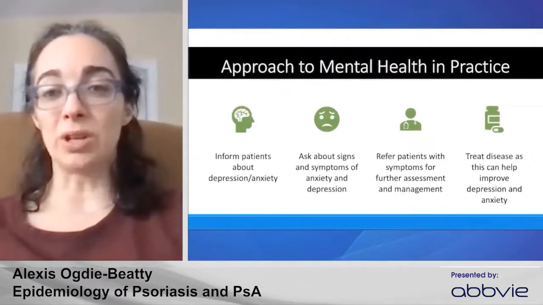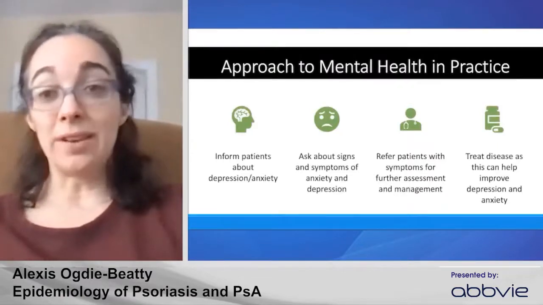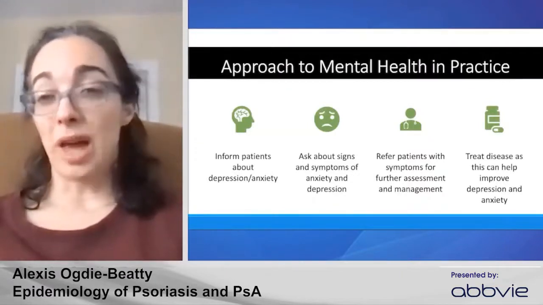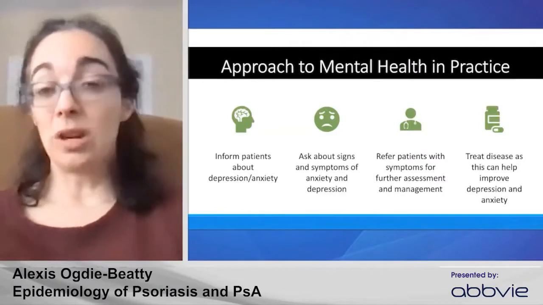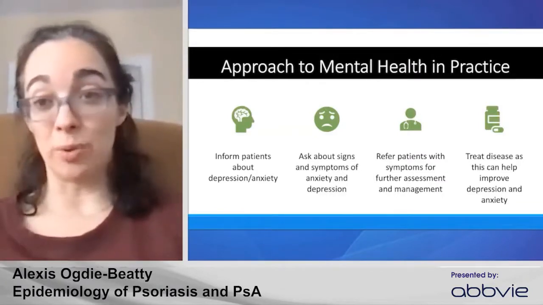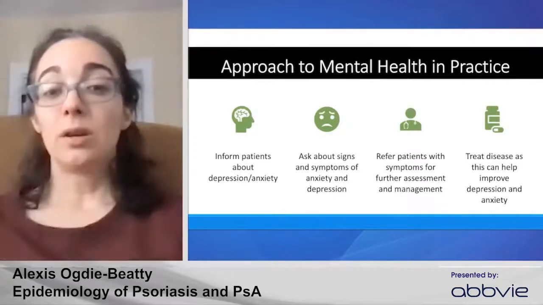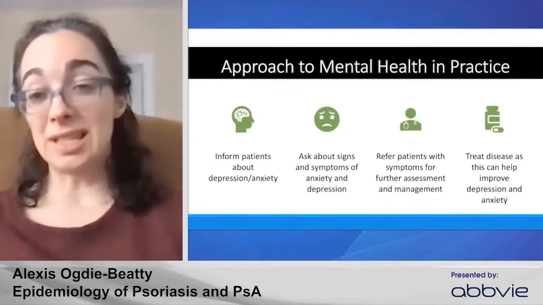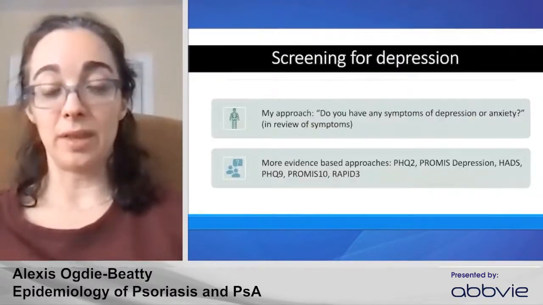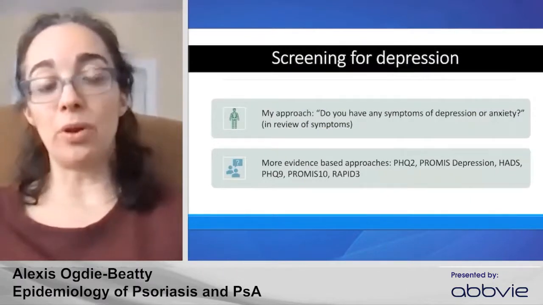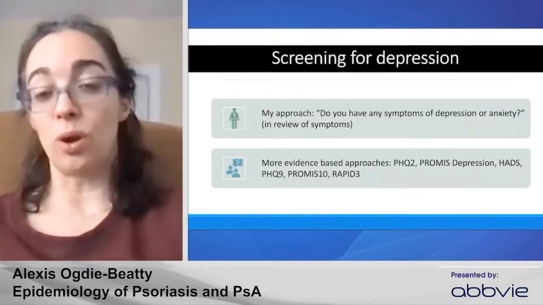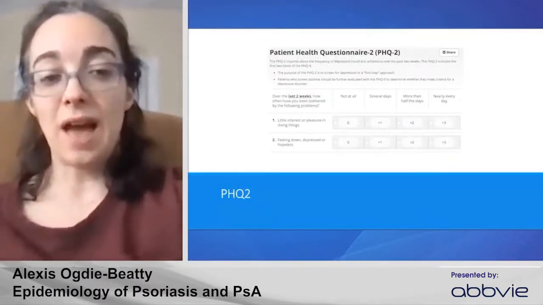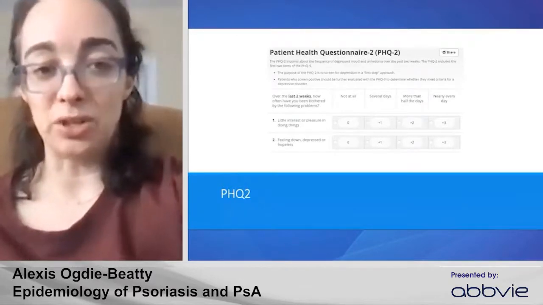So how do we approach mental health in practice? So there's a variety of different ways. The first is just to ask straight up about anxiety and depression. You can do that as a part of your review of systems. You can inform patients about the association. That's really important just to normalize that. You can refer patients for further assessment and management to primary care, and treating the disease often does help the depression and anxiety. You can use screening tools. So for example, in the review of systems, or more formalized screening tools like the PHQ-2, which is just asking about over the last 2 weeks, have you had any little interest in doing things, feeling down, depressed, or hopeless?